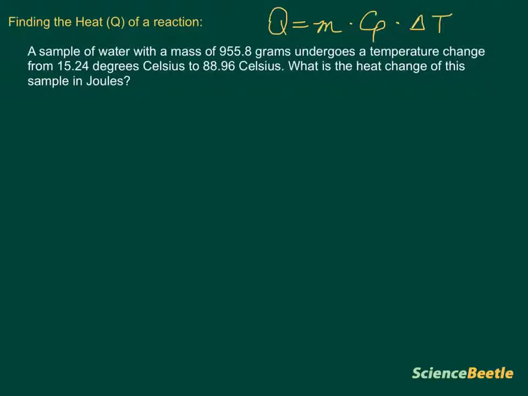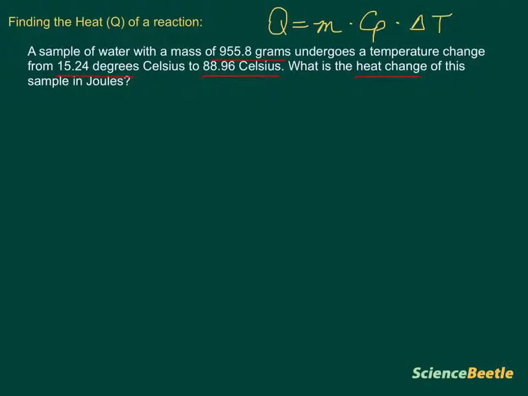And let's go ahead and identify in this sample problem all the parts that are going to give us clues as to how we solve this. Usually I always begin by looking at the numbers and underlining all of the numbers. So we've got 955.8 grams there, we've got an 88.96 and a 15.24 there. Once I've underlined them, the next thing I want to do is look at the question. The question here is, what is the heat change?